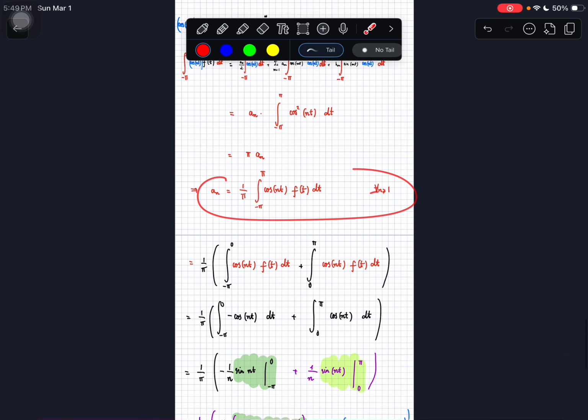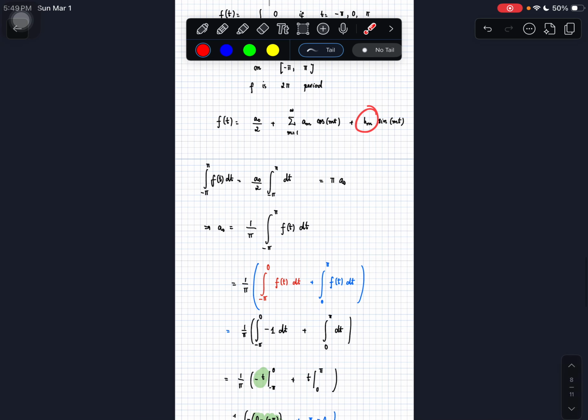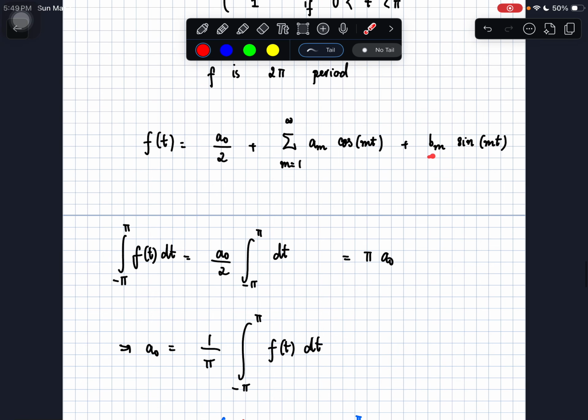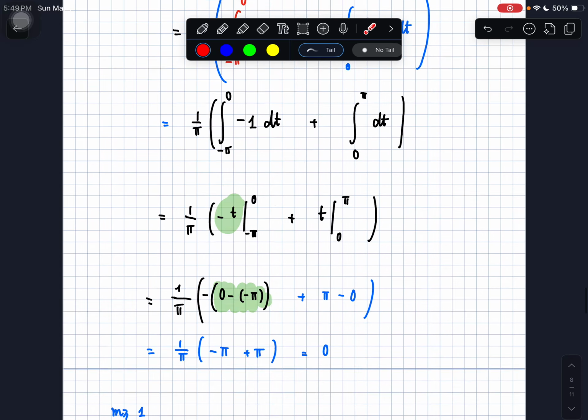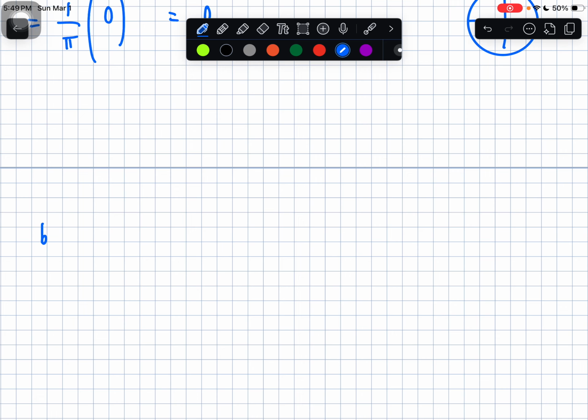Now we need to compute the last part, Bm. For Bm, you do similarly. You multiply psi nt both sides, you do the integral both sides. And with that, you have Bn for any n greater than or equal to 1 equal to 1 over pi integral minus pi to pi f of t psi of nt dt.